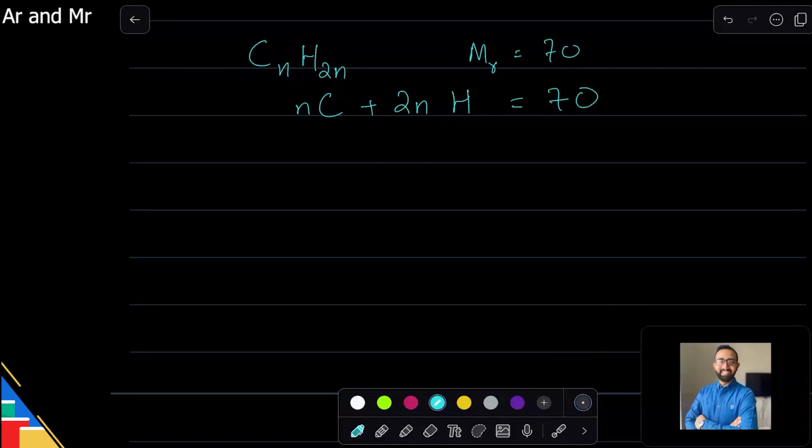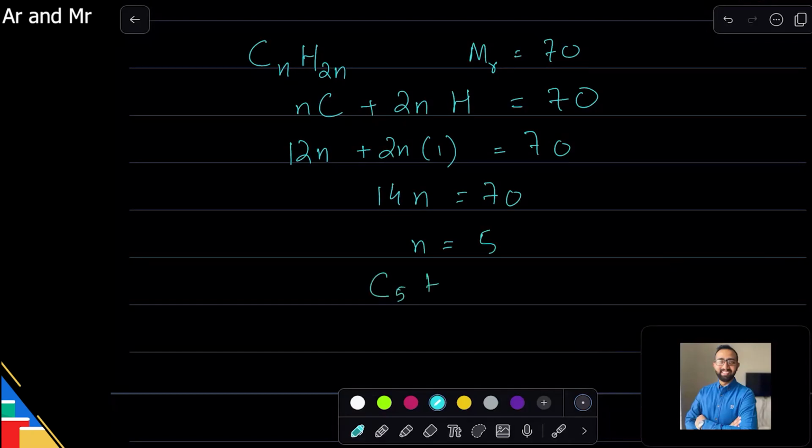Now, let me just multiply n with 12. So 12 times n will give me the total mass from carbon atoms. And 2n times 1 will give me the mass of hydrogen atoms. So just 2n times 1. And that is a total of 70. Let's see, 14n is equal to 70, n equals 5. That means this molecule is C5H10.